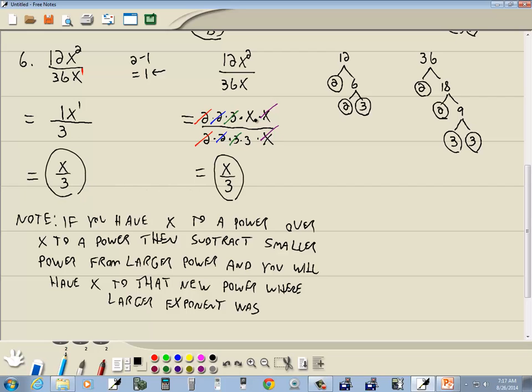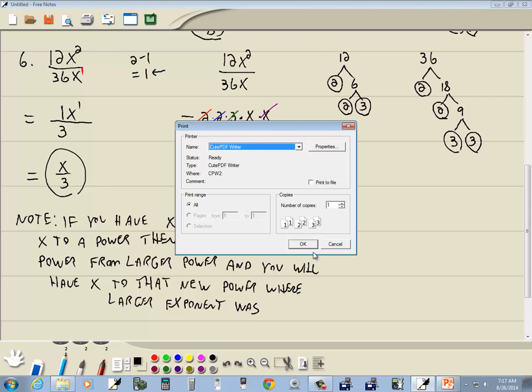The reason why I do not recommend doing your x's this way is because imagine if you had x to the 50th power. You don't want to write out 50 x's. It just wouldn't work very well. Let me save this page.